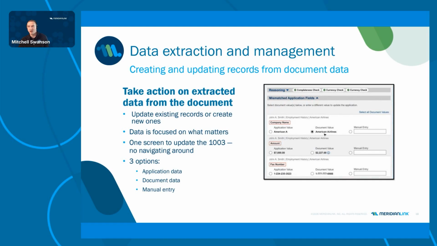So I know it's tiny font, but on the screenshot, it says the application, they put American A as their employer. The document says American Airlines. You can use that to type in. Or if you wanted to get fancy, you can literally type in American Airlines Incorporated. But it gives you that flexibility to do that while you're viewing the document.